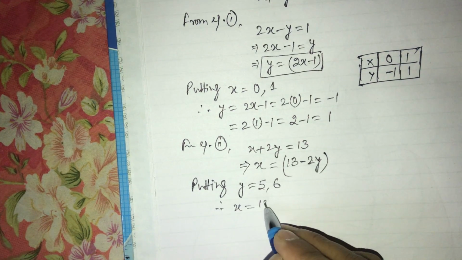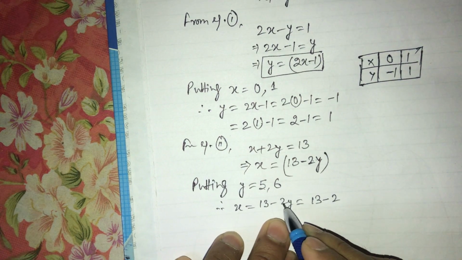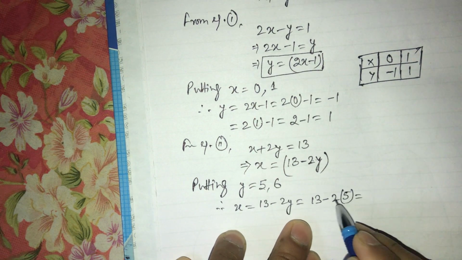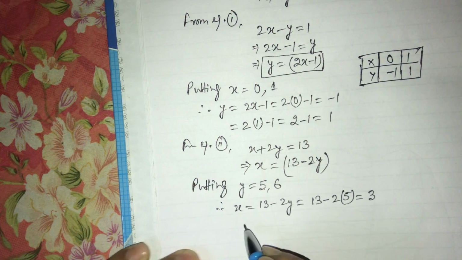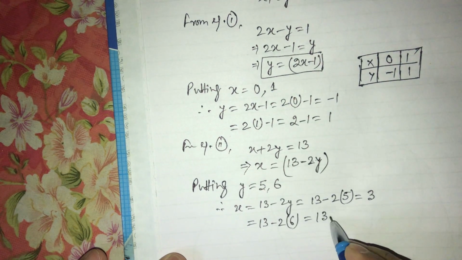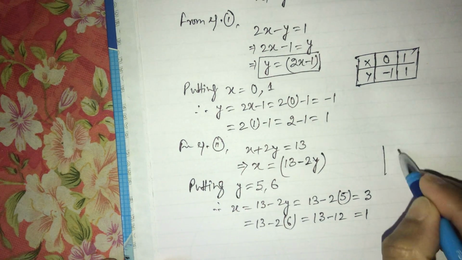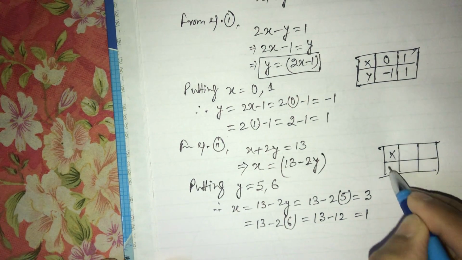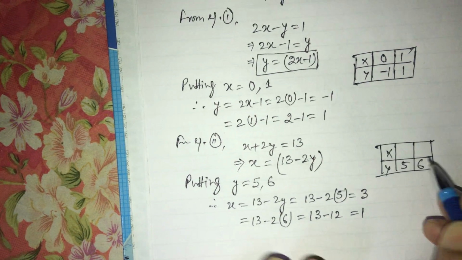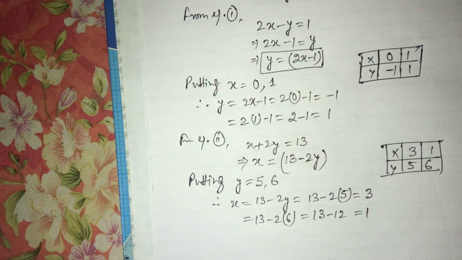Therefore, x will be 13 minus 2y. Y is 5 first. So 13, 2 into 5 is 10, so 13 minus 10 gives me 3. Next value, y is 6, so this is 13 minus 12, 2 into 6 is 12. This is 1. So again we got the values for this table, x and y. This time I assumed y as 5 and 6, and according to that the values of x I got are 3 and 1. So the table is ready.